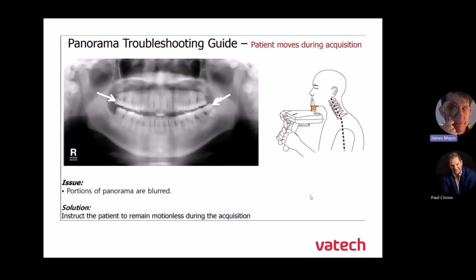Paul, what happens whenever the patient moves? If we don't have those temple supports tight, what happens then? The entire image usually is going to be blurry and not well defined. Yeah, so that's really important to get those temple supports nice and tight, and that's going to eliminate or reduce the chance for any patient movement.